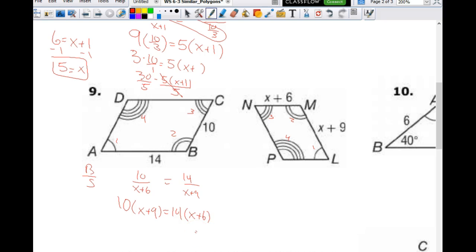Now, I would recommend simplifying this. Can we divide both 10 and 14 by 2? We would end up getting 5 times x plus 9 is equal to 7 times x plus 6. Distribute, distribute. We get 5x plus 45 is equal to 7x plus 42.